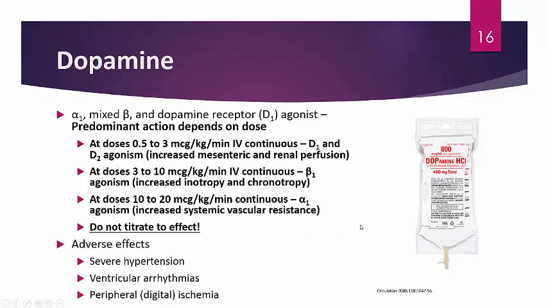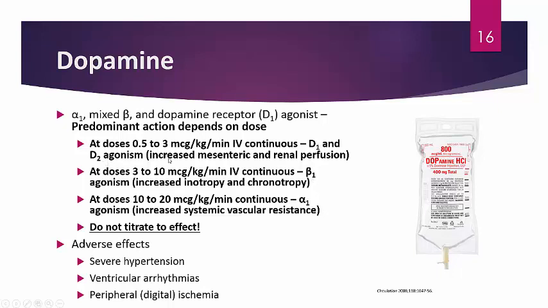So essentially, the way to remember this is that it kind of goes in reverse alphabetical order. So you have your dopamine or D1 and D2 agonism here, your beta or your B1 receptor here, and your alpha or A1 receptor here. So that's how I remember which of the receptors go with which dosage range.